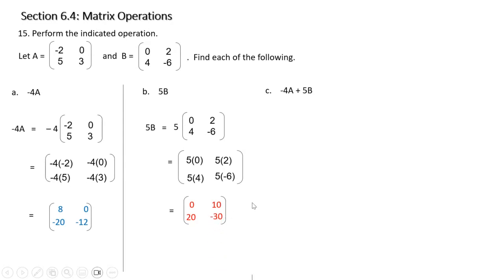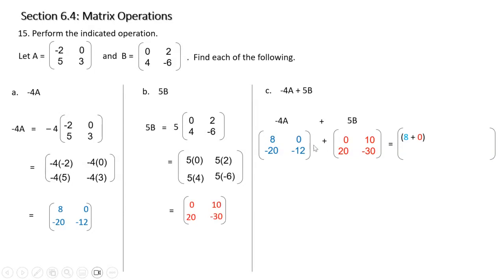Now we're going to do part C, which is negative 4A plus 5B, right? We already did negative 4A, and we already did 5B. So all we do is put them together. We have the negative 4A in blue, and the plus 5B in red. And again, these are the same size. So it's going to be 8 plus 0, 0 plus 10, negative 20 plus 20, and negative 12 plus negative 30. So it's going to give us 8, 10, 0, and negative 42.